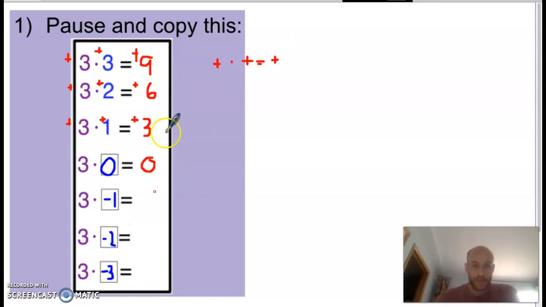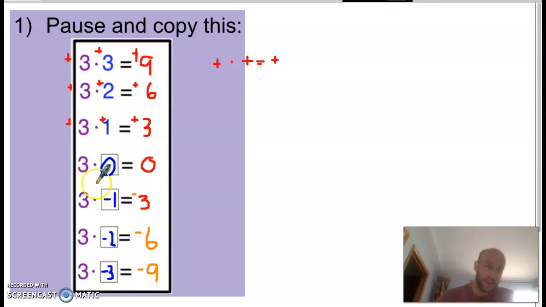All right, let's look at this pattern though. What we can see here is that the answers, or the products, are going down by 3, right? 9 minus 3 is 6, 6 minus 3 is 3, 3 minus 3 is 0. What is 3 below 0? Well, it's -3. So you can start to see here, I'm going to get some negative answers. And then 3 more down after that is -6. And then 3 more down after that is -9.